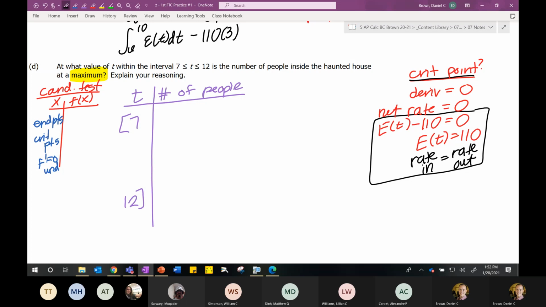E of t is that crazy function with exponentials and trig in it. It's not going to be one that we can solve by hand. So we are going to have to actually rely on our calculator to solve it.